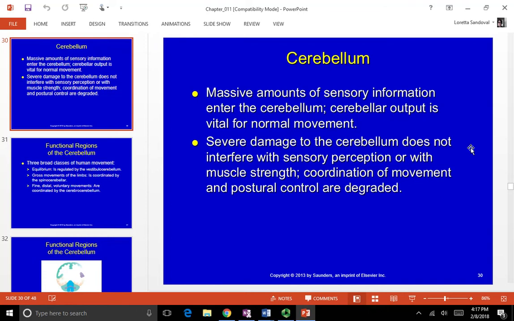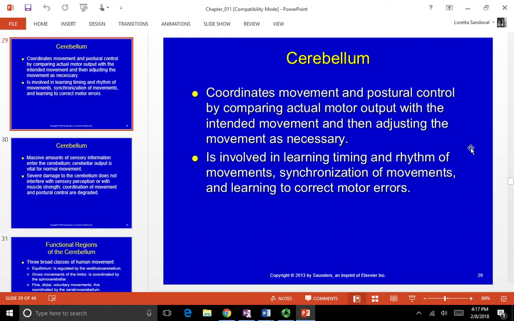So you could have severe damage to the cerebellum that does not interfere with sensory perception or with muscle strength, but you don't have coordination of your movement and you don't have postural control. So the cerebellum is really important to movement. You can have perfect sensory perception and perfect muscle strength, but if you don't have coordination of that movement, you're in trouble. So the cerebellum coordinates movement and postural control by comparing actual motor output with the intended movement and then adjusting the movement as necessary.